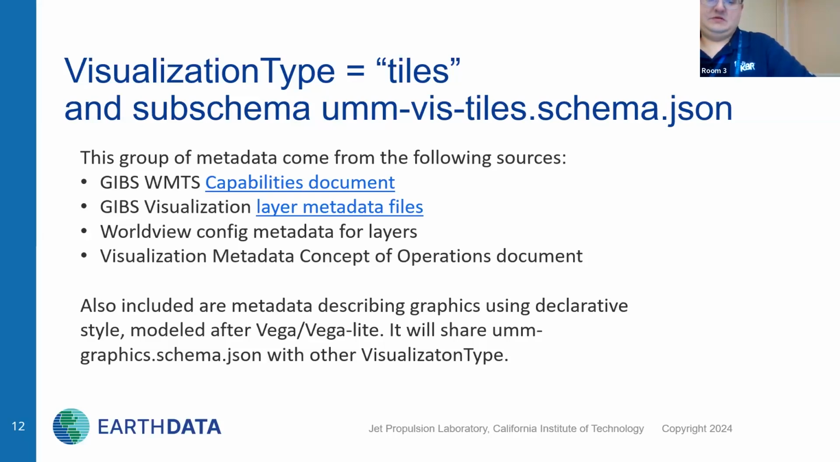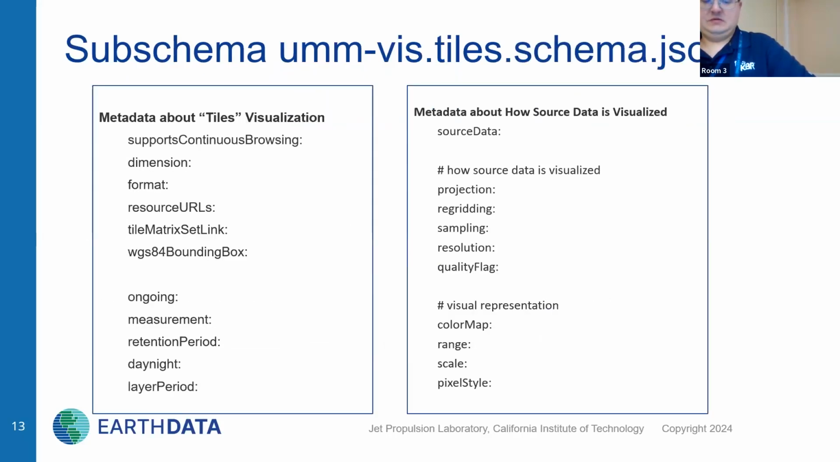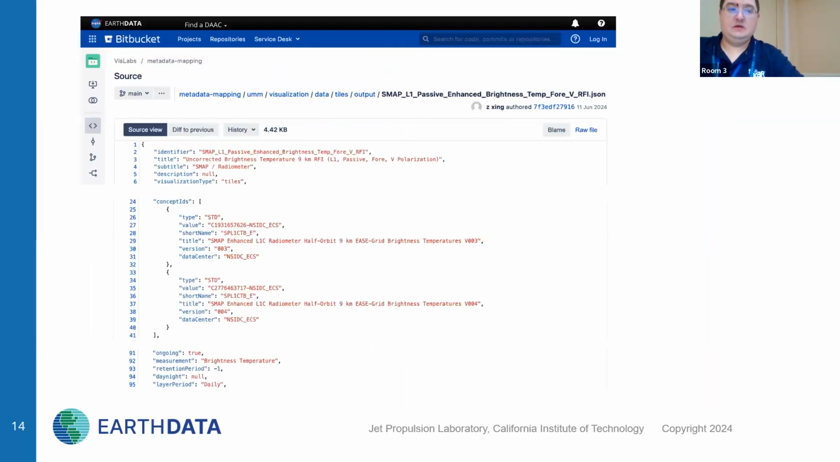The next slide, please. And in this slide, I have two blocks. Each one lists some key metadata information fields. On the left, it's the one I grouped together, which represents all the key fields which describe what a particular tiles visualization is. And the one on the right captures all the metadata information about how that visualization is generated from its source data. Next slide, please.